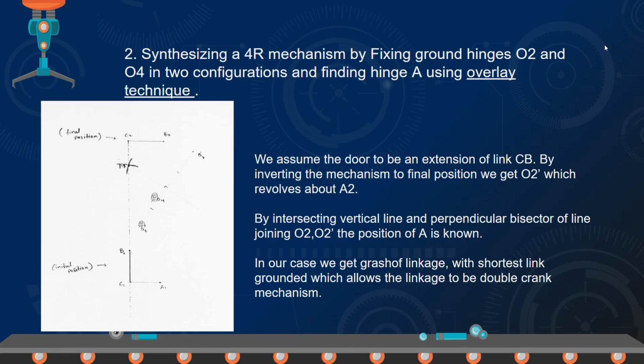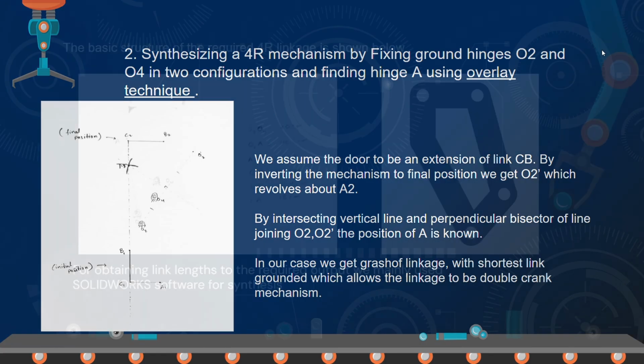Synthesizing a 4R mechanism by fixing ground hinges O2 and O4 in two configurations and finding hinges using the overlay technique. We assume the door to be an extension of the link series. By inverting the mechanism to the final position, we get O2 dash which revolves about E2. By intersecting the vertical line and the perpendicular bisector of the line joining O2 and O2 dash, the position of A is known. In our case, we get the linkage to be a double crank mechanism.